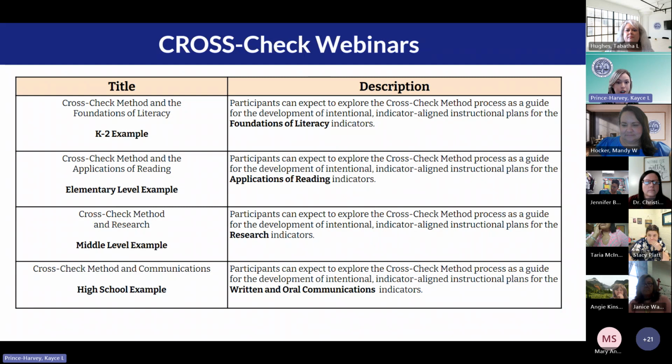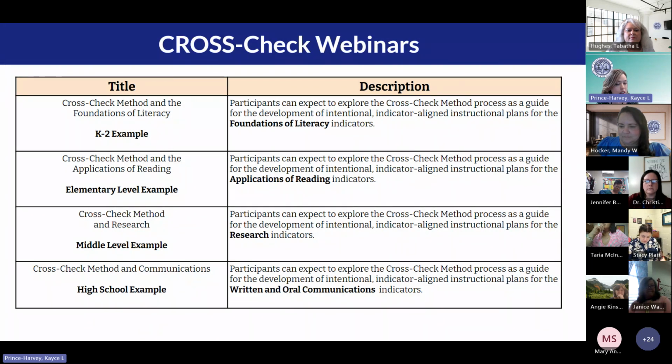As I mentioned just a moment ago, we are in our fourth of four sessions on the cross-check method. We have three previously recorded sessions on the cross-check method where we have gone through each of the four strands of the 2023 South Carolina College and Career Ready ELA standards. And with each of those sessions, we provided an example walking through the cross-check method with that strand in one particular grade band. So we have the cross-check method with foundations of literacy, where we provided a K-2 example, cross-check method with applications of reading with an elementary example.